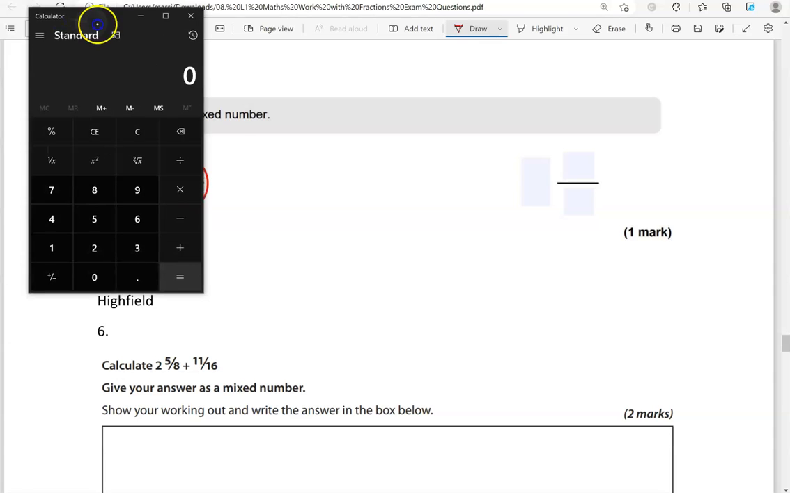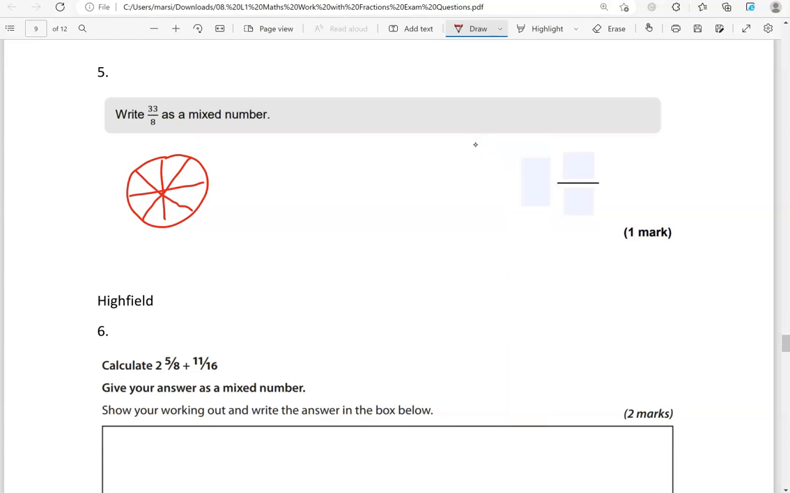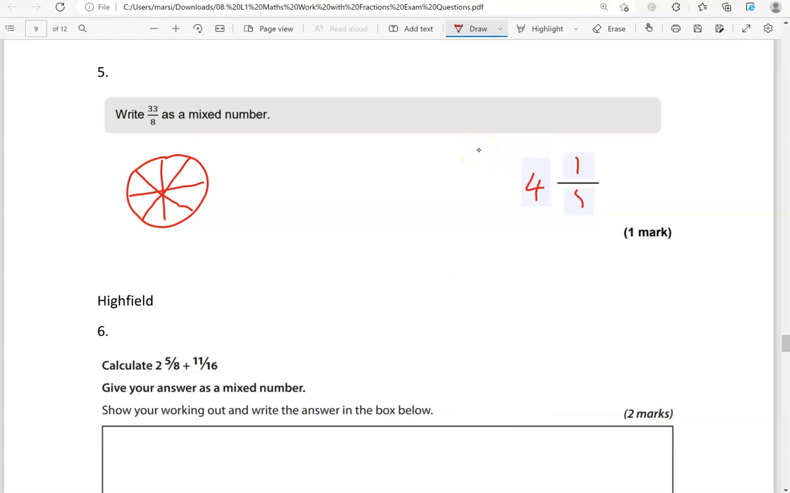But if you don't know, you can always do 33 divided by 8, which gives you 4, so 4 is the whole number. It's 4, and then 4 times 8, so that is 32. So 33, take away 32, that is 1. 1/8. 4 and 1/8.